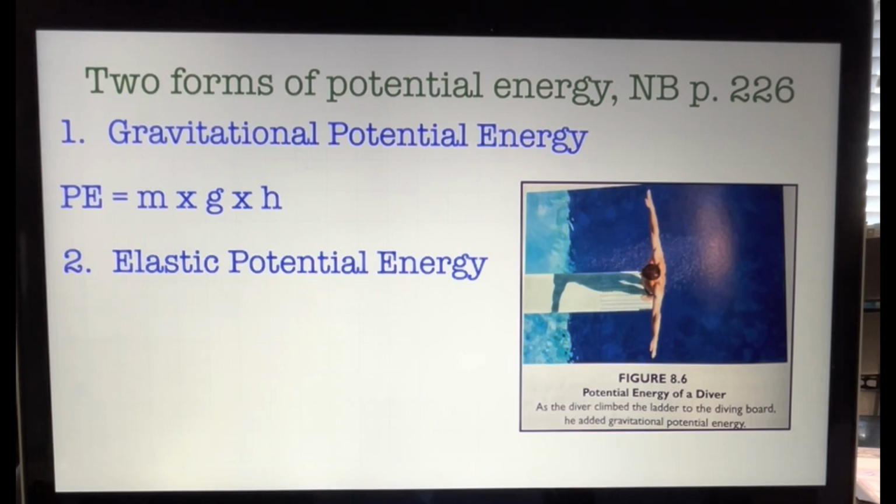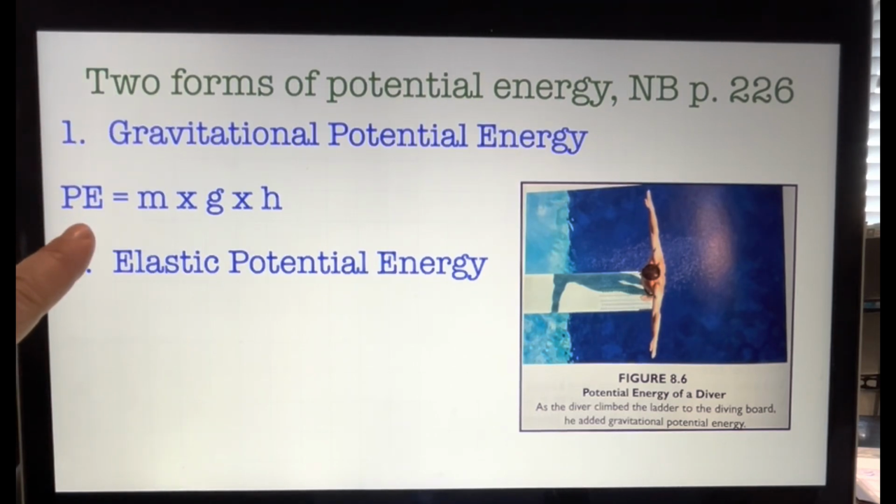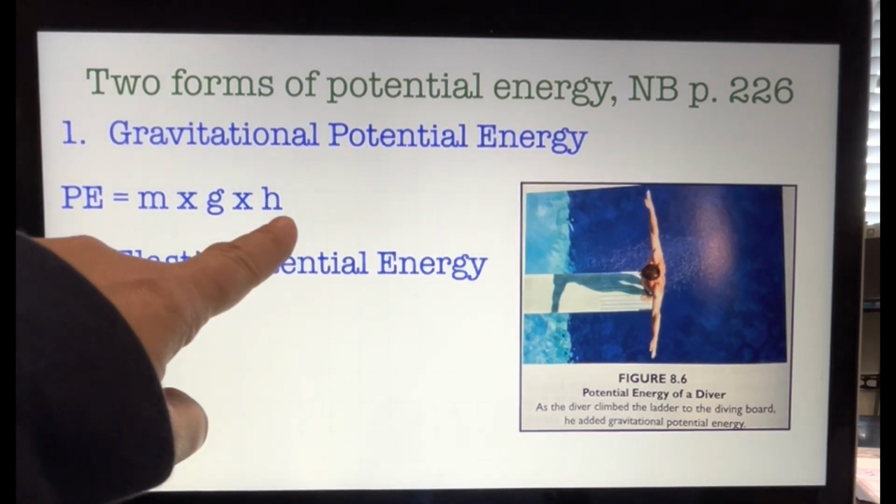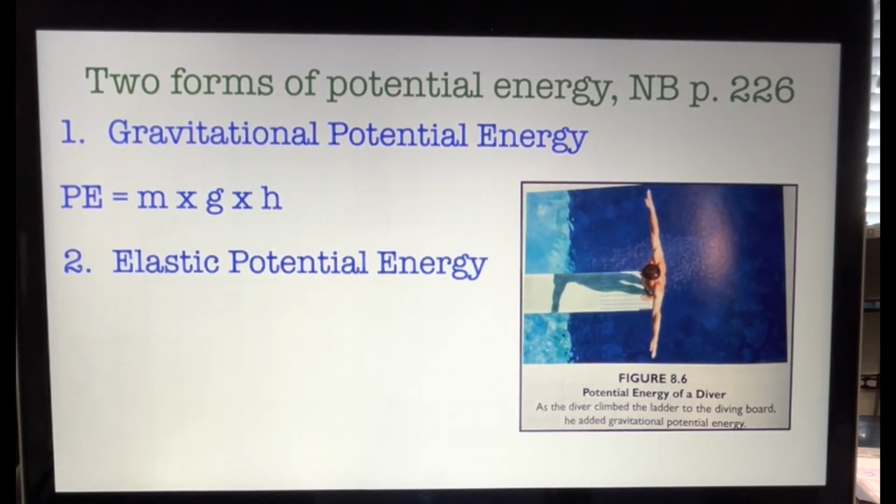An object's gravitational potential energy depends on the object's mass, m, its height above the earth, h, and the acceleration due to gravity, which is always 9.8 meters per second squared. You can calculate an object's gravitational potential energy, PE, in joules by using this equation. So we have here potential energy is mass times gravity times height. In other words, the gravitational potential energy of an object is equal to its weight, mg, times its height.